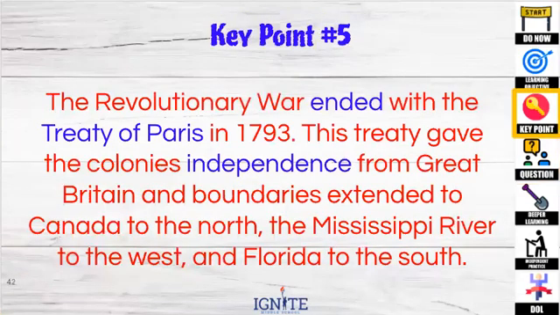Key point 5. The Revolutionary War ended with the Treaty of Paris in 1793. This treaty gave the colonies independence from Great Britain and boundaries extended to Canada to the north, the Mississippi River to the west, and Florida to the south.